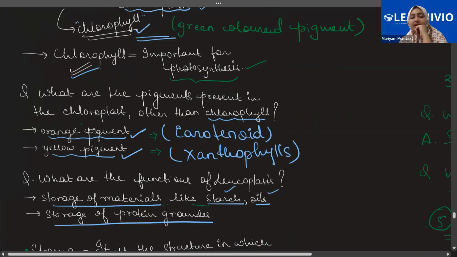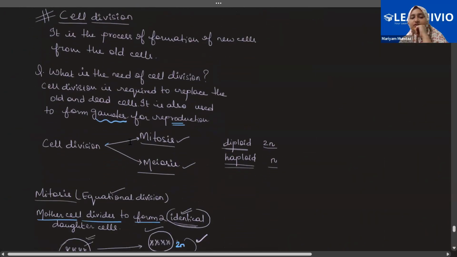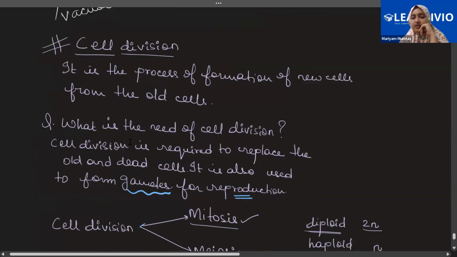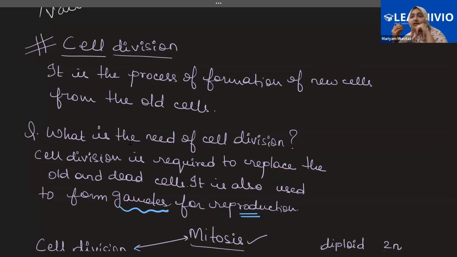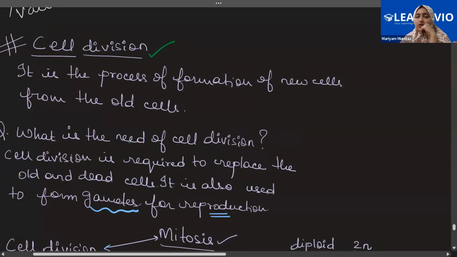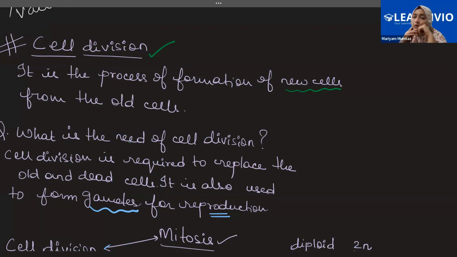Now we'll talk about the next topic, that is cell division. Today I will give you the introduction for cell division. Whenever in our body any new types of cells are required, that cell is synthesized by the process of cell division. So cell division is the process of formation of new cells from the old cells.